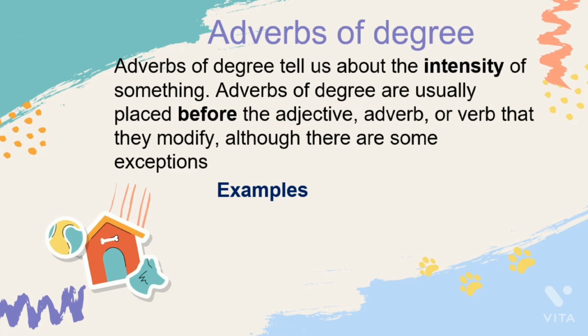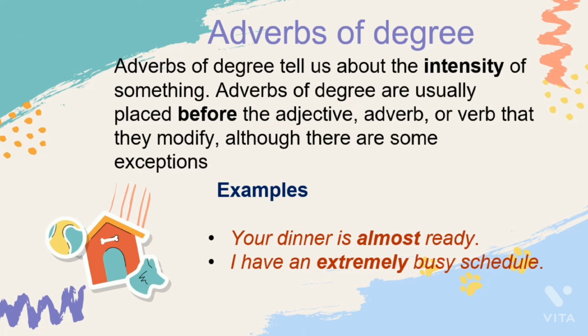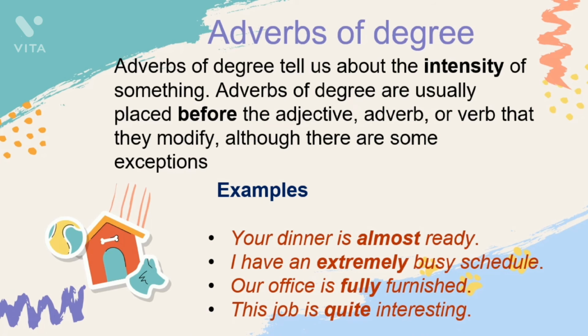The examples of adverbs of degree can be: your dinner is almost ready. I have an extremely busy schedule. Our office is fully furnished. This job is quite interesting. So the words almost, extremely, fully, and quite are some of the examples of the adverbs of degree.